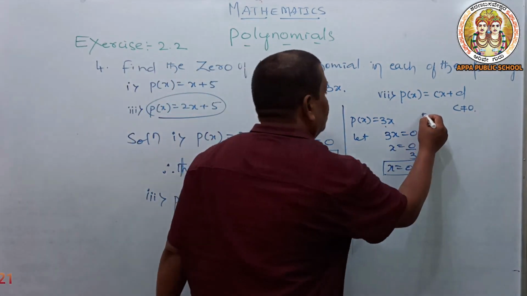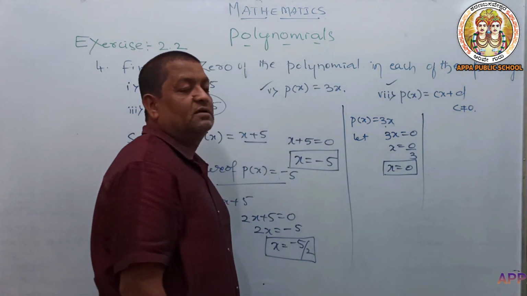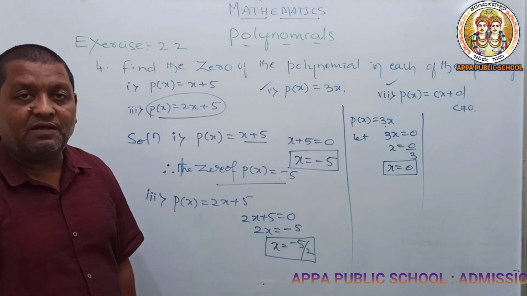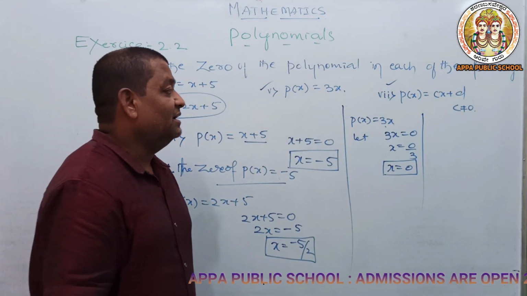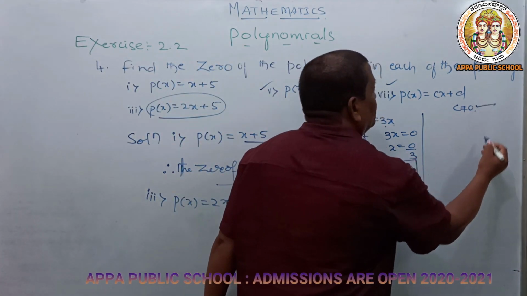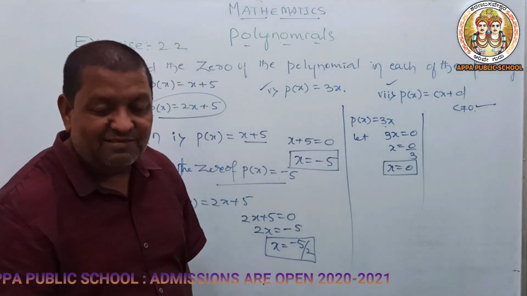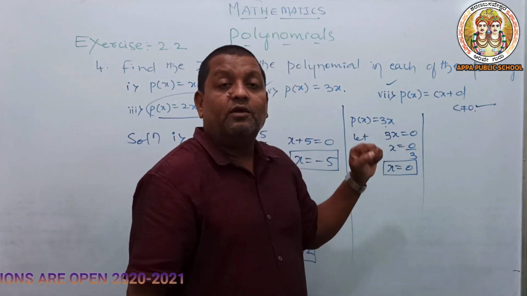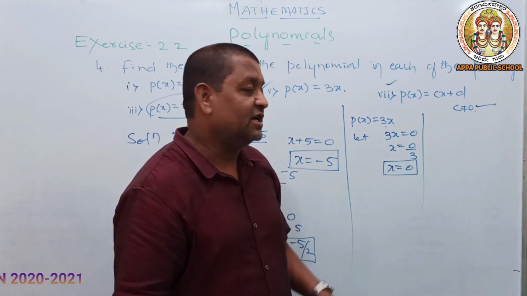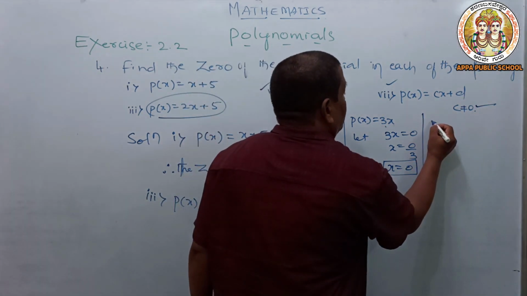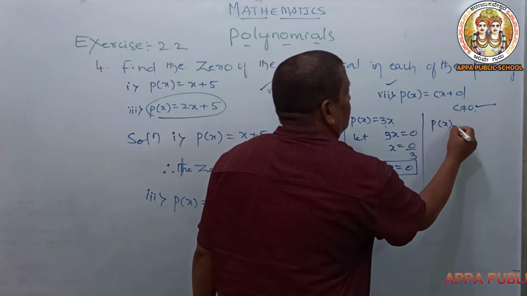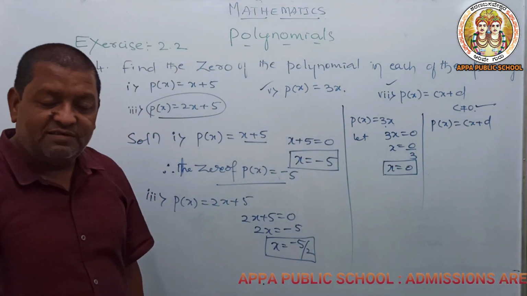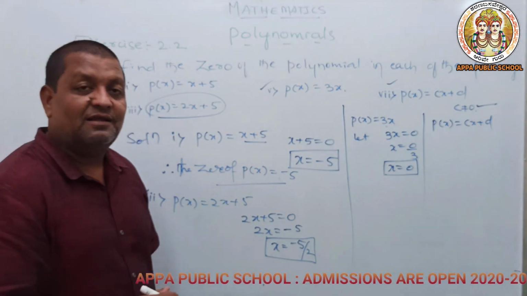Okay, finally I am going for this. What is it here? P of x is equal to Cx plus D. But the condition they gave is C is not equal to 0. Here C is not equal to 0. Then suppose C is not equal to 0, who is becoming 0? We'll check. So what is the question? P of x is equal to Cx plus D. Once again, same procedure: equate that RHS part to 0.